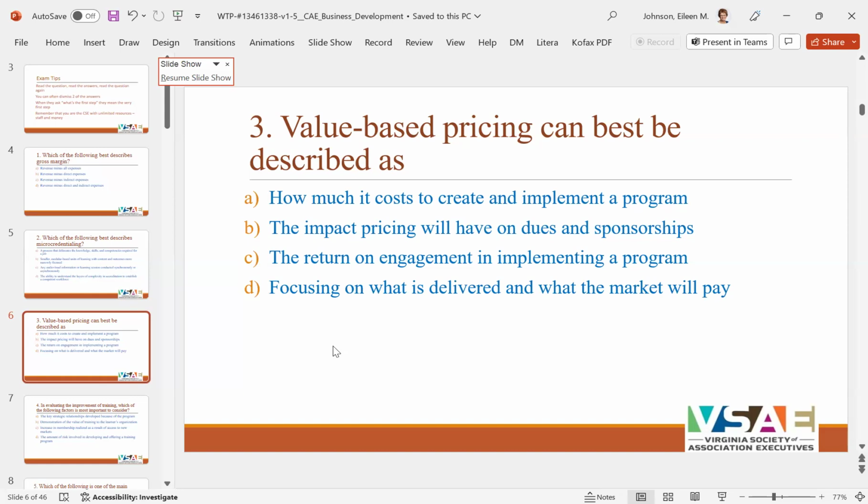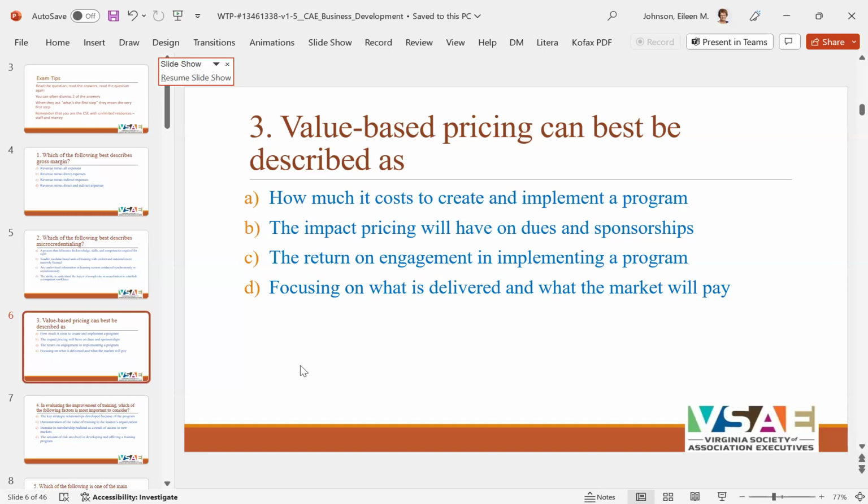Okay, so again, I think I'm just going to eliminate A, because how much it costs to create and implement a program would just be pricing. It wouldn't be value-based pricing. B, again, the impact pricing will have on dues and sponsorships. I think those dues and sponsorships kind of happen outside of, I just think of value-based pricing in this question as being more broad than that. They don't necessarily impact each other. It's not that one's causing another one to rise or fall. So then I'm left with C and D.